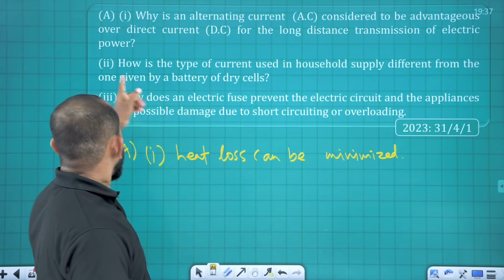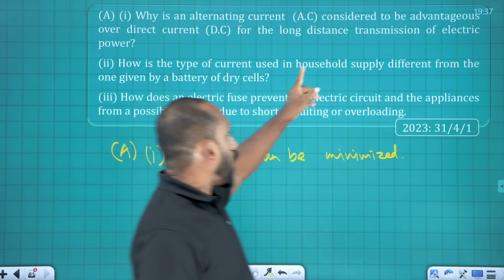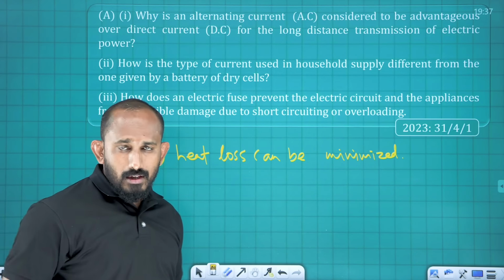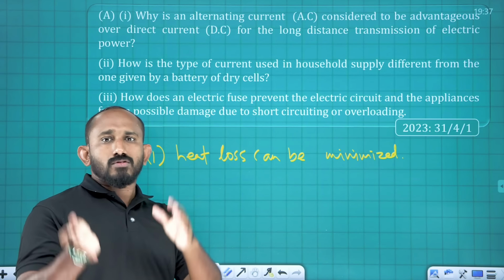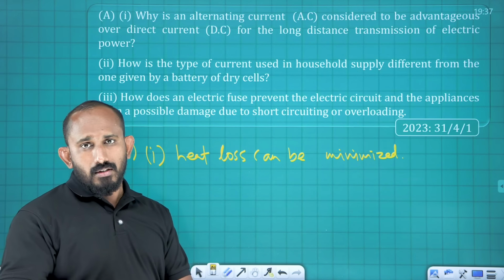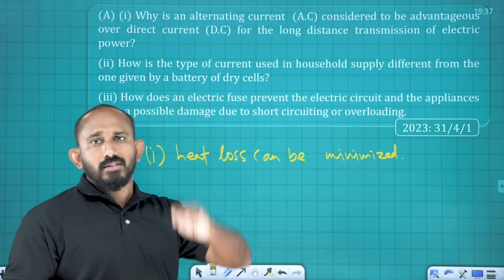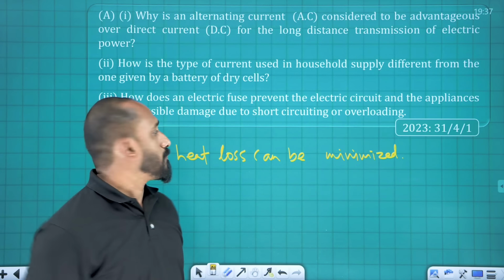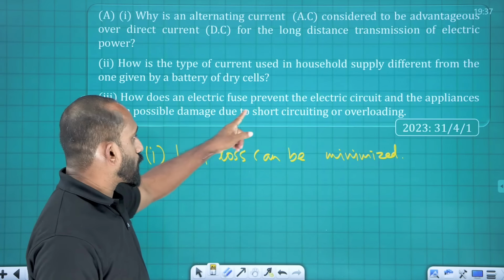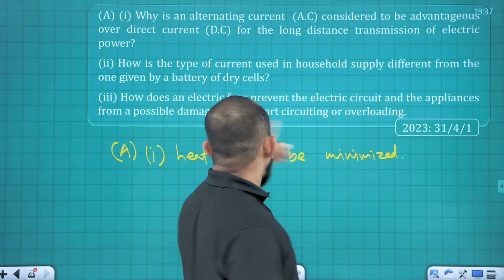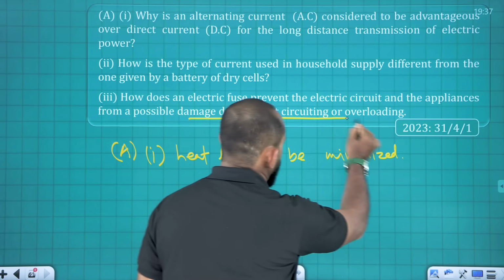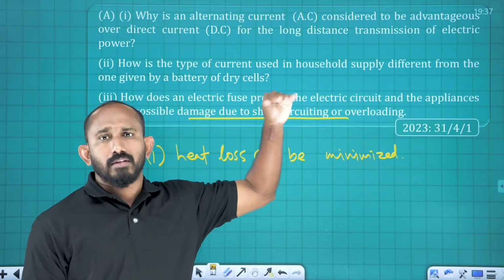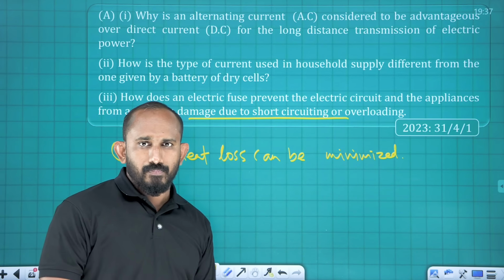Okay? Then, how is the type of current used in household supply different from the one given by battery devices? We have done the same question already. One is alternating, another is direct current. Alternating current means the direction, the polarity changes continuously. In direct current, the polarity remains the same. 3. How does an electric fuse prevent the electric circuit and the appliances from the possible damage due to short circuiting or overloading? That we also discussed previously. So this question has one part separate, hence this came.